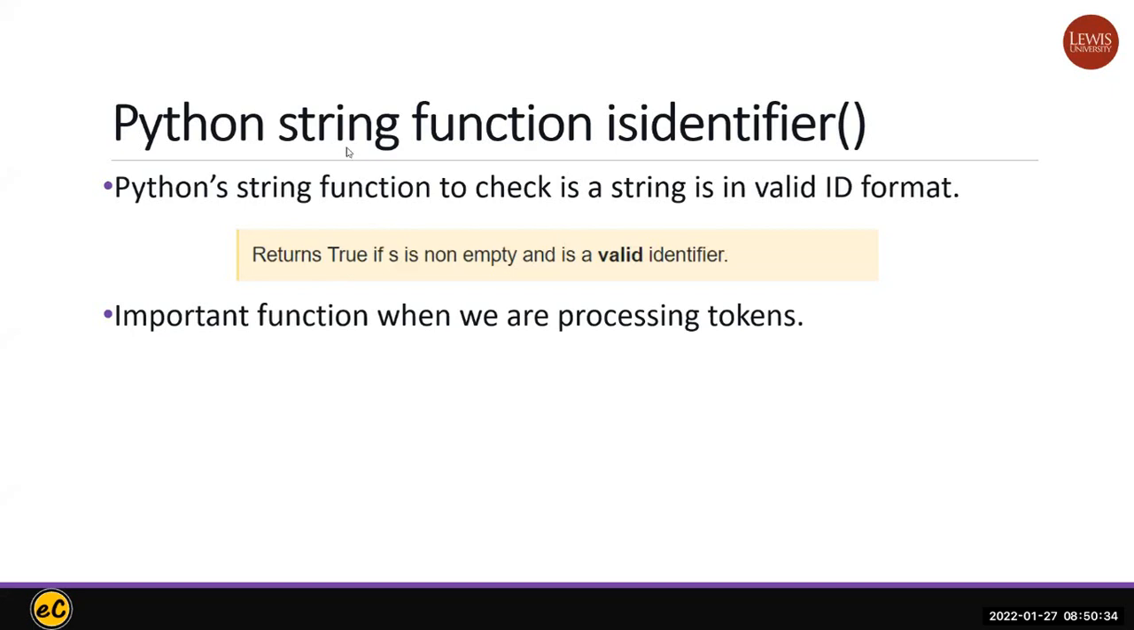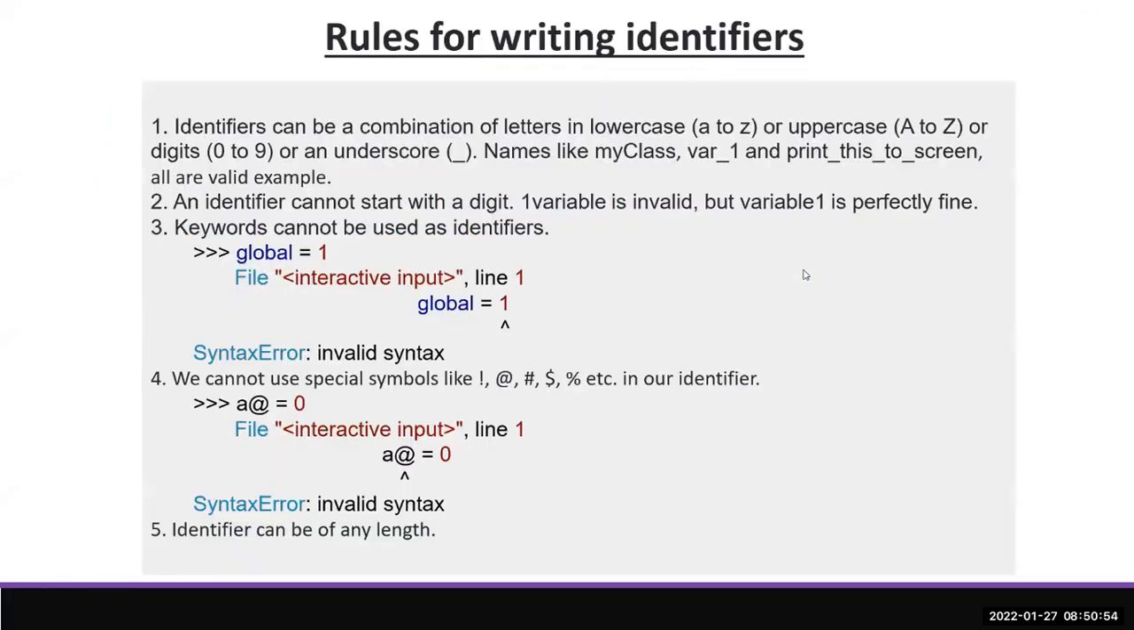Okay. So there's is identifier check. Python's string function check is string is a valid ID format. Okay, this one is tokenization. So you basically use the tokenization rule to check if the symbol is a valid ID or not. So that you can write a program to check if it's valid ID. Valid ID is not hard to check.